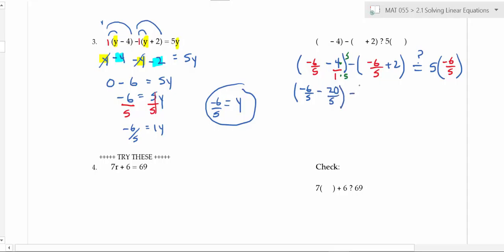So we got that. All right, I'm going to do the same thing here. I'm going to put that over 1. Going to get a common denominator, so I'm going to multiply that by 5 over 5.